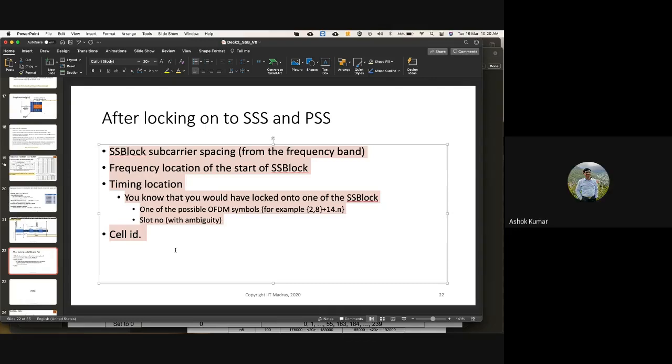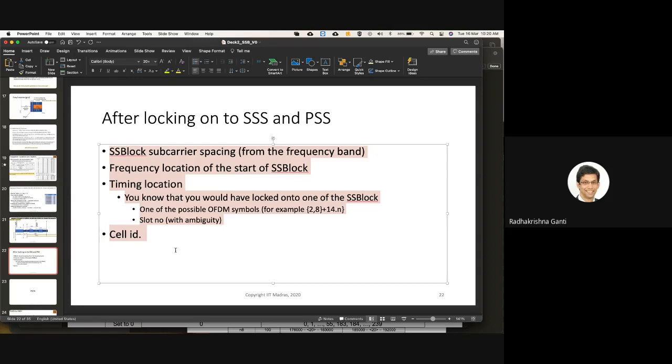Can I have one question? If I switch on my mobile for the first time, my mobile will not have any knowledge of which frequency band the base station or gNodeB is transmitting. So the synchronization raster will start from which band? How does it determine that? I think I'm also not very clear about this.